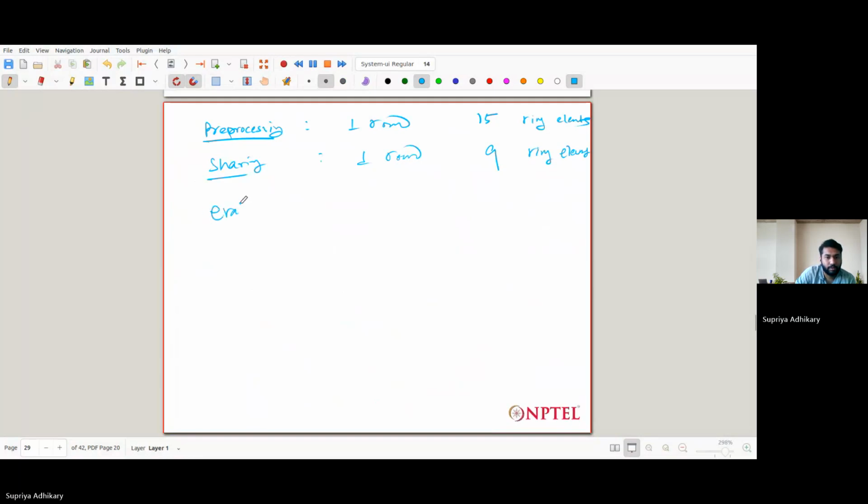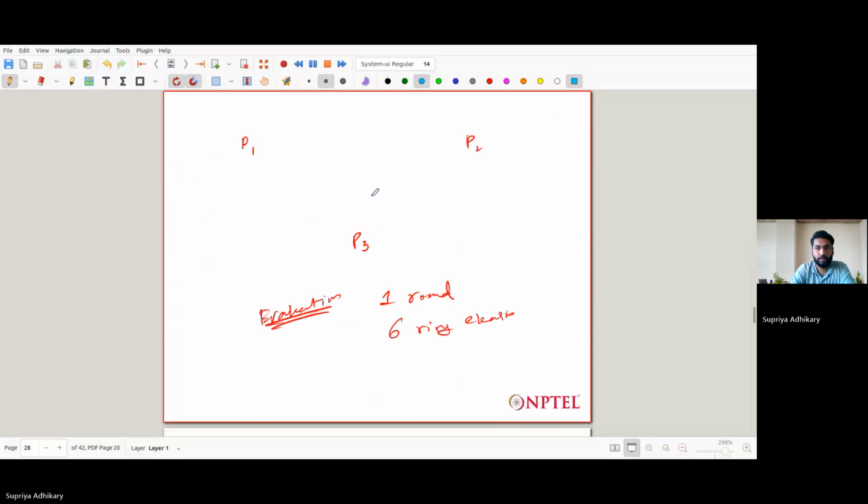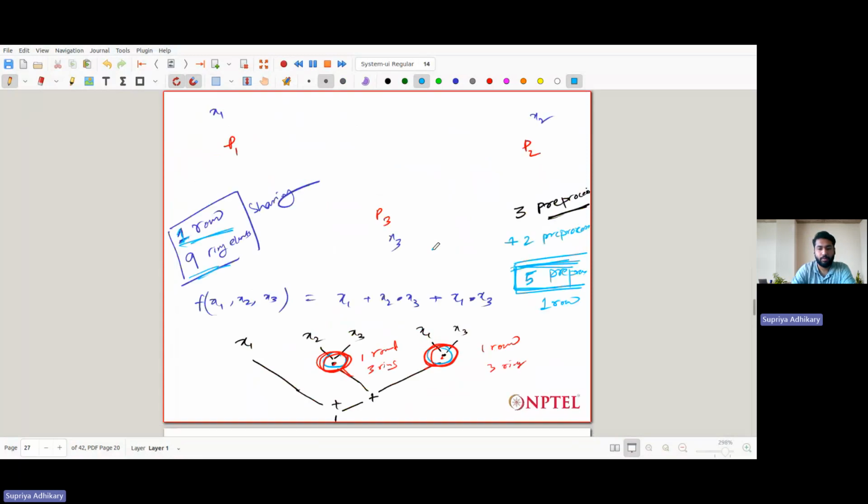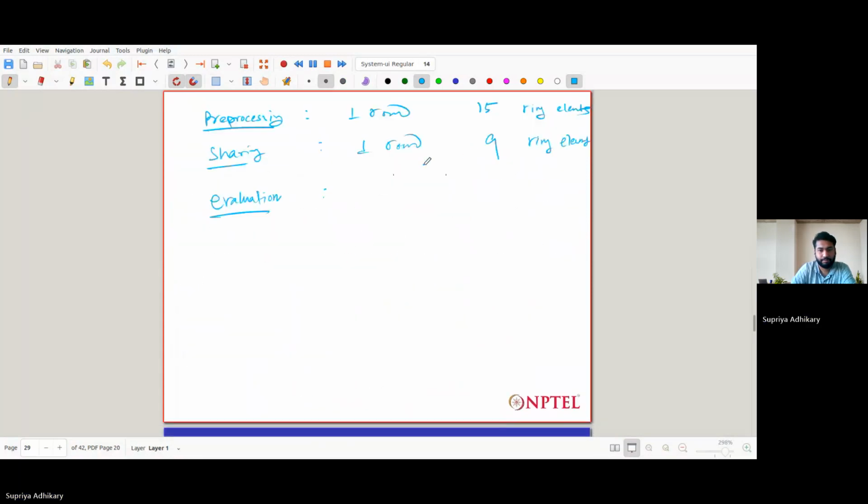Now for evaluation. For evaluation, as we have seen over here, one round is enough. But 6 ring elements are communicated in the evaluation phase. And finally, we have reconstruction.